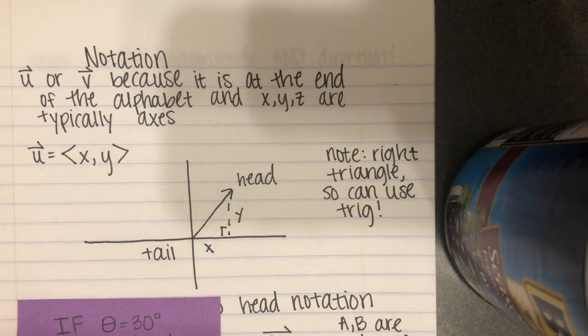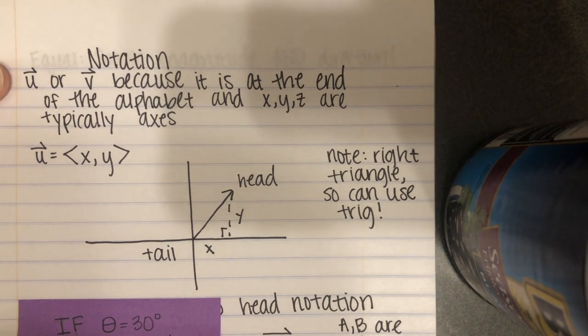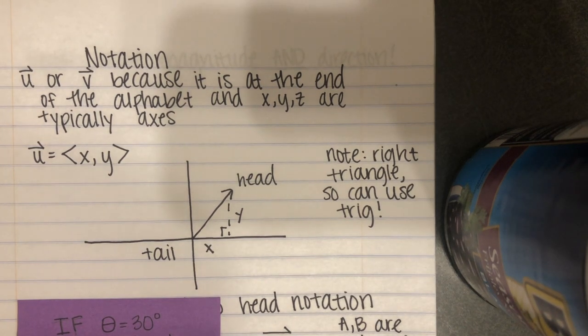So we're going to be talking about vectors this week. They're typically written as a u or a v, but those letters can be interchanged, and mathematicians choose to do that because it's at the end of the alphabet, and x, y, and z are typically axes, and w is as well, but that's a little bit beyond our class.